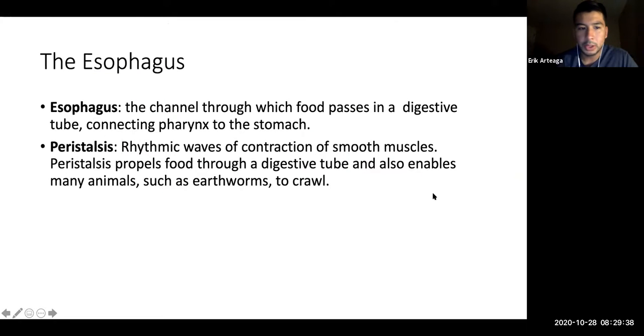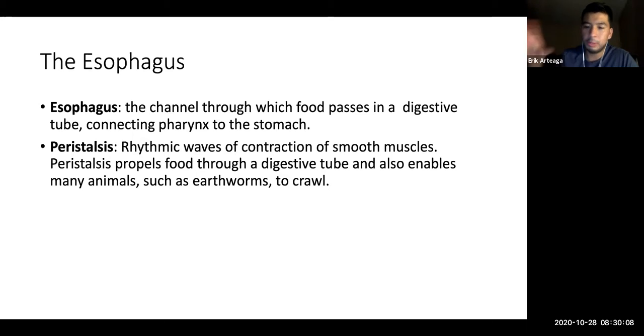Okay. So the esophagus is the channel through which food passes in a digestive tube connecting the pharynx to the stomach. Peristalsis is rhythmic waves of contraction of smooth muscles. Remember, cardiac and smooth muscles are able to be contracted by your nerves, but you cannot control them. They're not like skeletal muscles that you can actually move and think about moving.